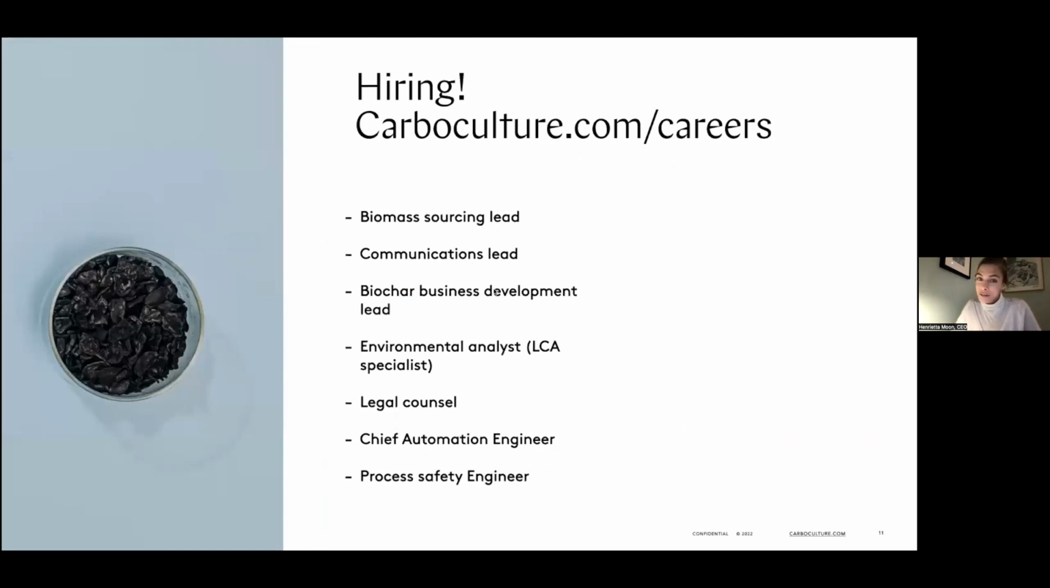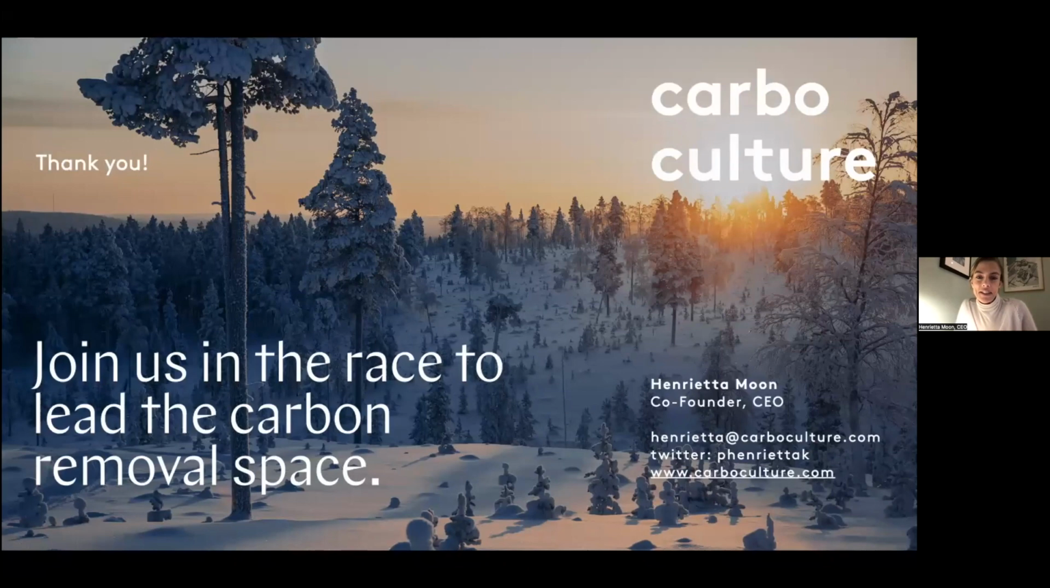And of course, we are looking for more people. So a little plug here before we go into Q&A, but we have all sorts of roles opening up this year as well, from environmental analysts or legal counsels to the more business side of things in biochar sales, and then of course to engineering. So any kind of industrial engineering processes that you can imagine, process engineers and safety and so forth. So lots of good stuff there. And happy to start taking in the questions. Thank you very much.